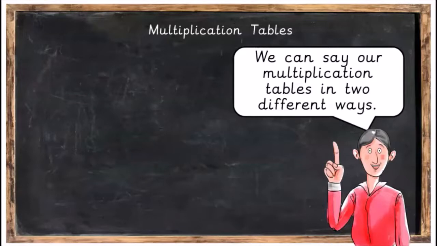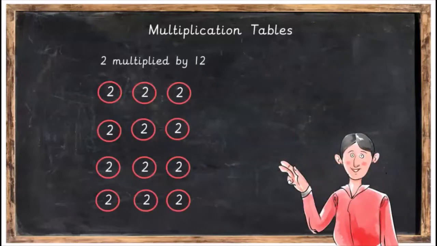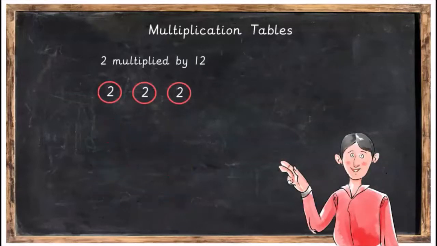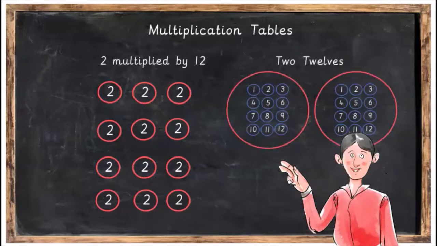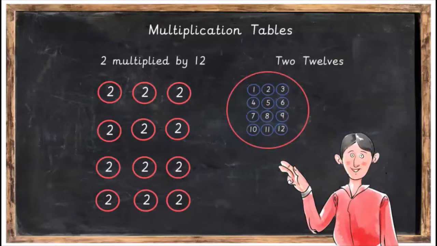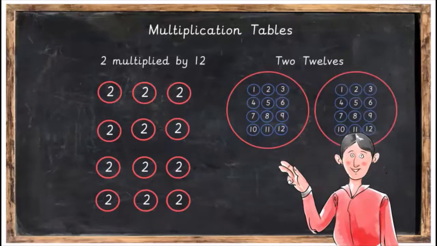The first way is 2 multiplied by 12. So here we've got the number 2 and we're multiplying it 12 times. So 1, 2, 3, 4, 5, 6, 7, 8, 9, 10, 11, 12. So that's the number 2 multiplied by 12. The other way of saying it is 2 12s. So here we've got 1 12 and here we've got another 12.